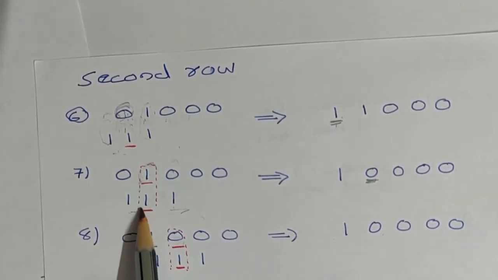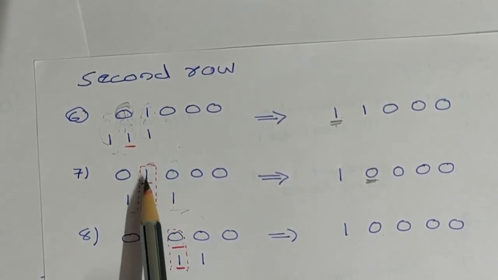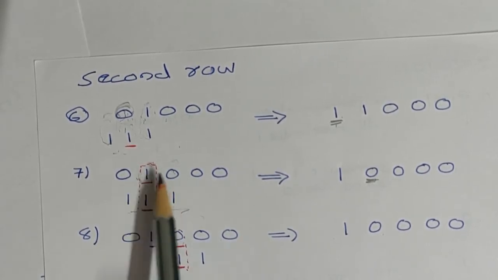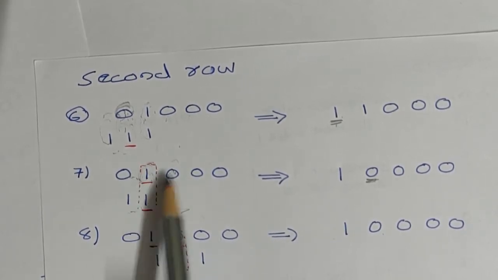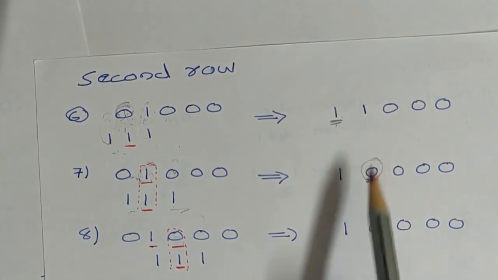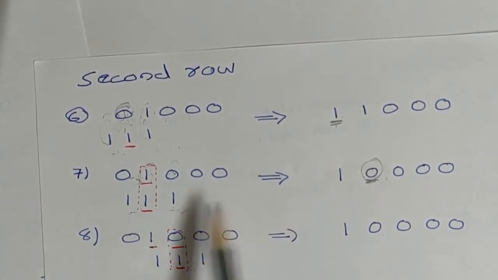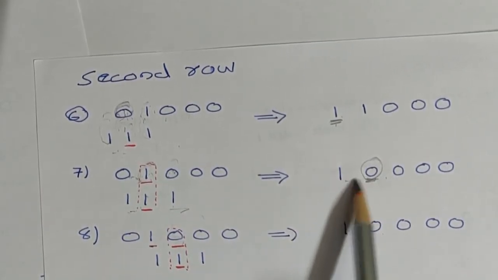Now the structuring element is aligned with the second element of the second row. This element has two neighbors, but both neighbors have 0 value. Therefore the input pixel value is changed to 0 here. Now the output will be 1, 0.